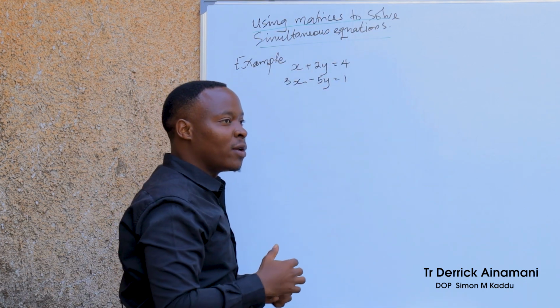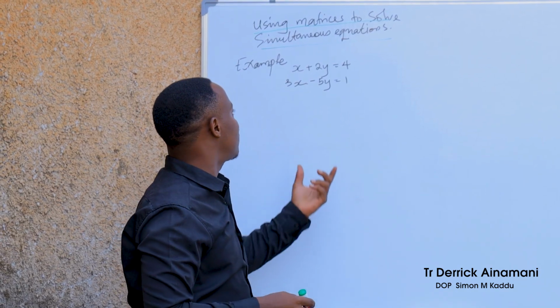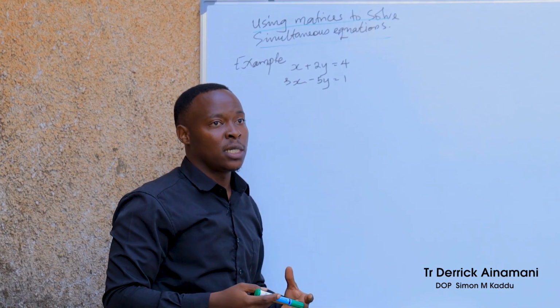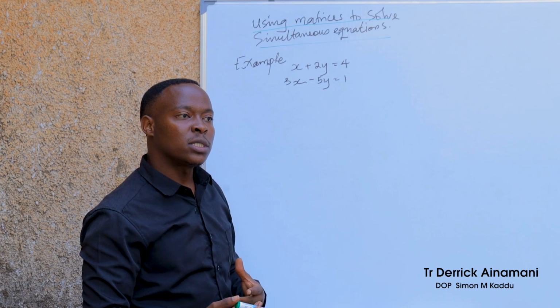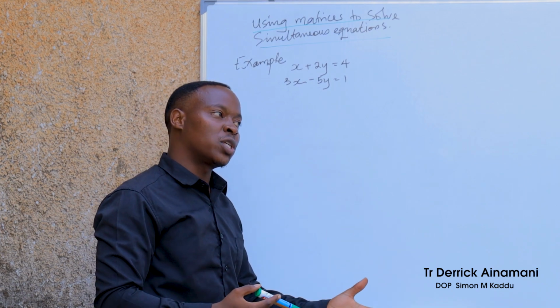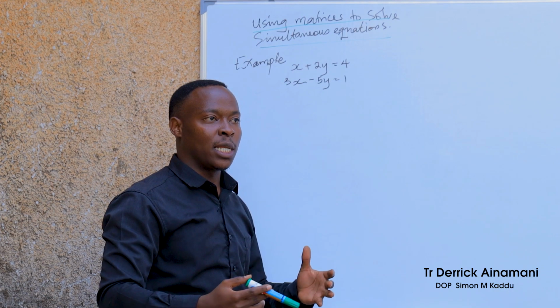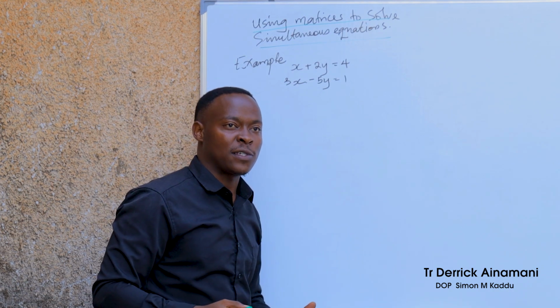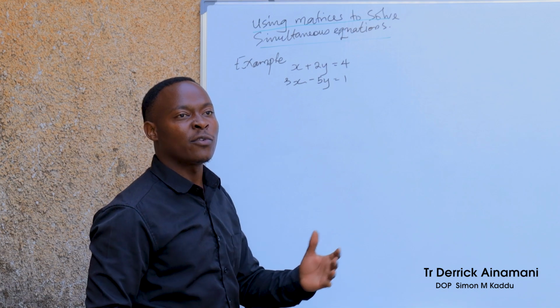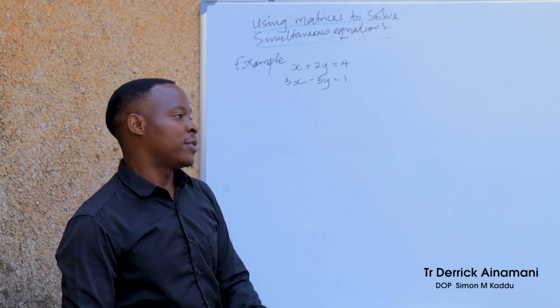Now, some of you may be wondering, what are simultaneous equations? Simultaneous equations are equations which work hand in hand. If you have two unknowns, you have two equations. If you have three unknowns, you have three equations. If you have four unknowns, you have four equations. It always works like that, and it always brings square matrices. Square matrices are the ones which have an equal number of rows and columns. For example, a 2 by 2 is a square matrix, a 4 by 4 is a square matrix, like that.